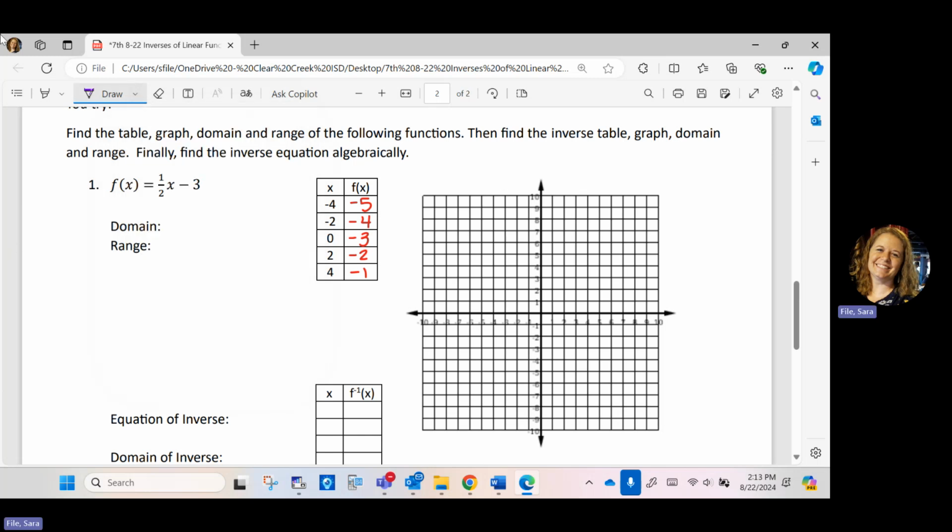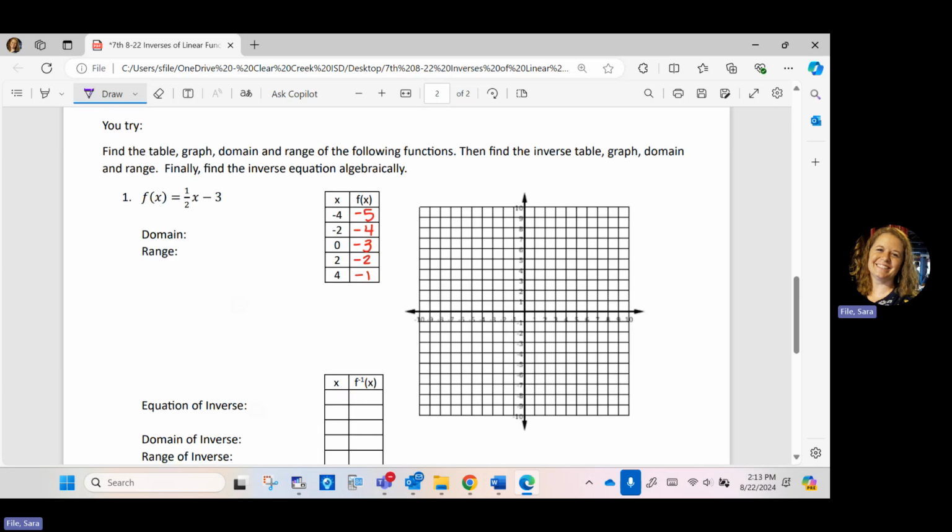It's a line, right? So it's all real numbers. Now you can write it the way we wrote on the front, or we can use our all real number symbol. That means everything. Negative infinity to positive infinity is all real numbers.